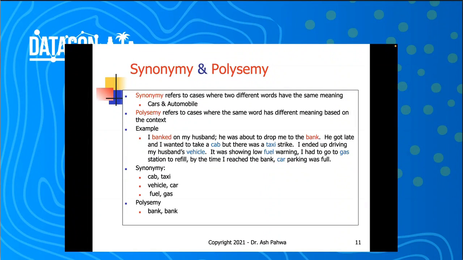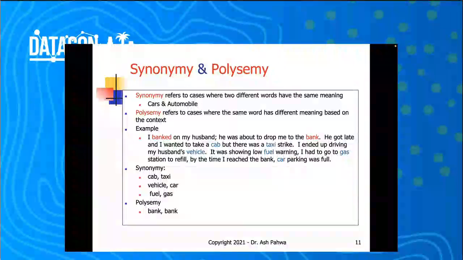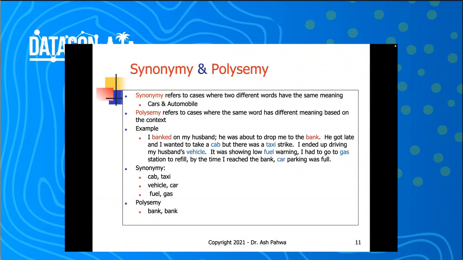"And then I ended up driving my husband's vehicle. It was showing a low fuel warning. I had to go to the gas station to refill. By the time I reached the bank, car parking was full." So car and vehicle are again the same thing. Cab and taxi, fuel and gas, these are all synonyms. But the polysemy is bank. Now, as far as synonyms are concerned, they are relatively easy to handle. Polysemy is the one that gives us a headache, and that's the problem transformers can solve.